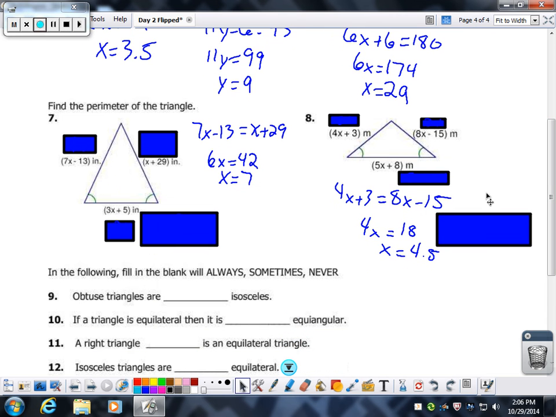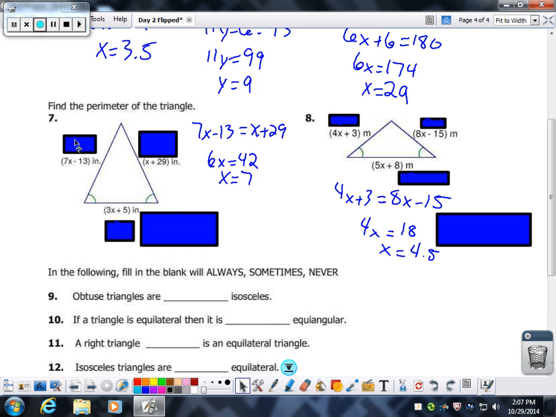For number 7, it's looking for the perimeter of the triangle. Again, we have base angles are congruent in this triangle, so we know that the legs are going to be congruent. So we set 7x minus 13 equal to x plus 29. We solve for x, we get 6x equals 42, and x is equal to 7.